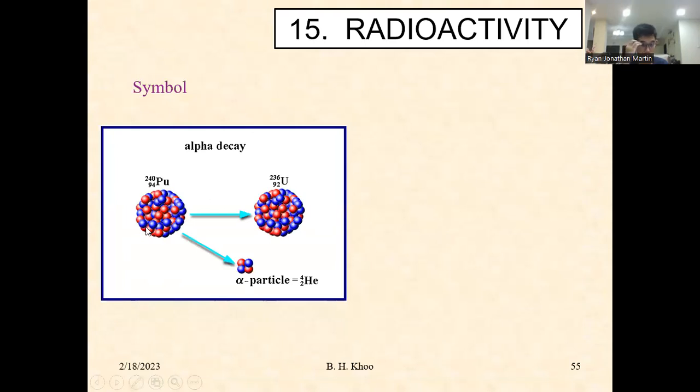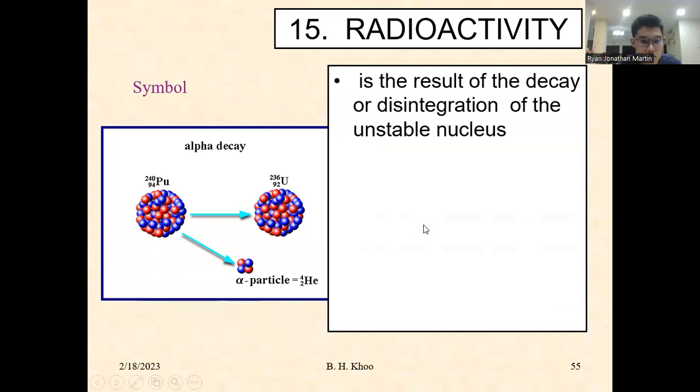Radioactivity doesn't involve a collision. It's unstable. It's the result of decay or disintegration of an unstable nucleus. The unstable nucleus we call the parent. It's unstable, and then the product is called the daughter. Alpha is the emitted particle.